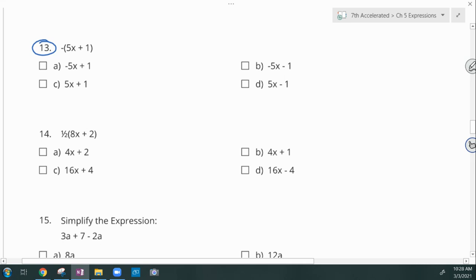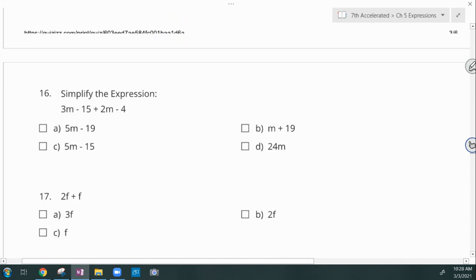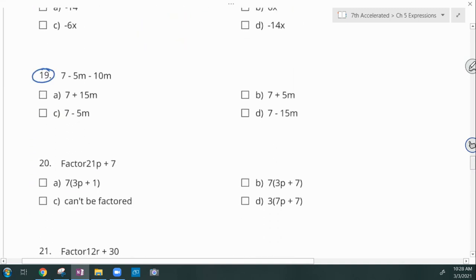And this is identity property. That minus out front changed to a negative 1. Right? And then if we distribute that to there, we get negative 5x. We distribute that to there, we get plus negative 1. And that becomes minus 1. So a lot of us brought that negative to the 5x, but did not take it also to the 1. All right, down to what, 19, I believe.